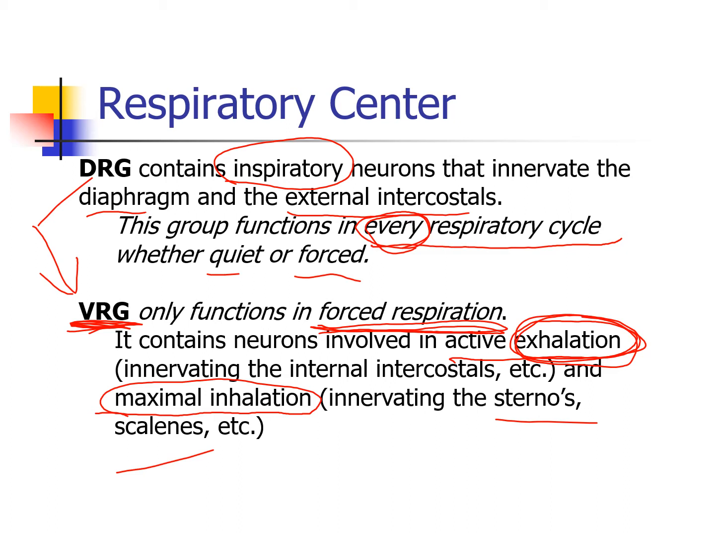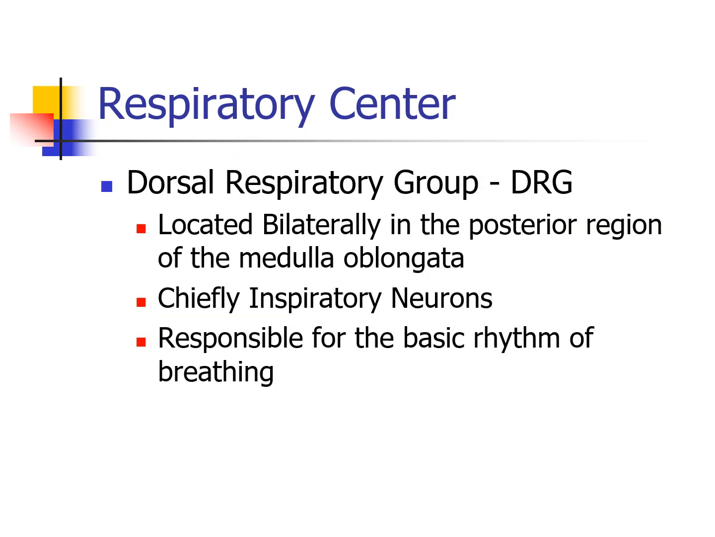So if I really need to force a breath in and force a breath out, my DRG can recruit and use the VRG. So DRG is the driver. The VRG is your very powerful friend. That's how I remembered it. It's my very powerful friend because the VRG is used for forced inhale, forced exhale. DRG is used no matter what, but it's your primary driver there.